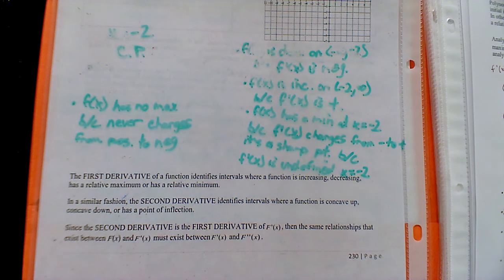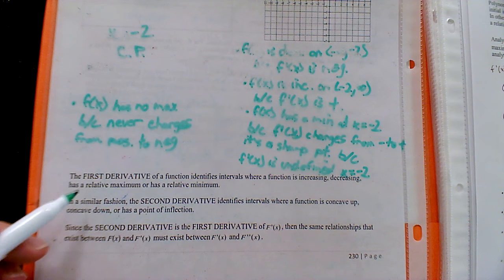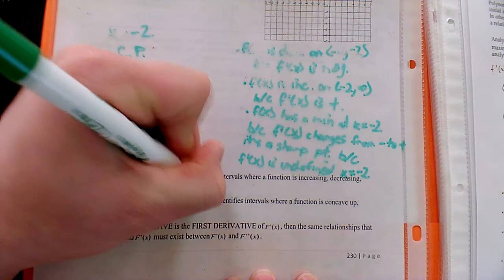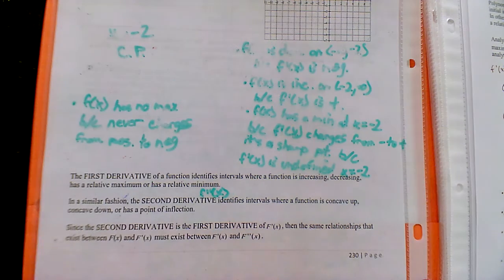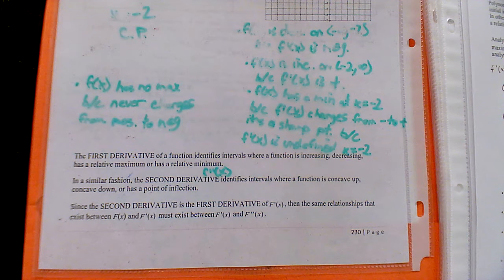All right, so we have a few statements at the bottom that could be important. The first derivative of a function identifies intervals where a function is increasing, decreasing, or has a relative max or min. So that's what the first derivative tells you. We used that today. In similar fashion, the second derivative, f prime prime of x, identifies intervals where a function is concave up, concave down, or has a point of inflection.